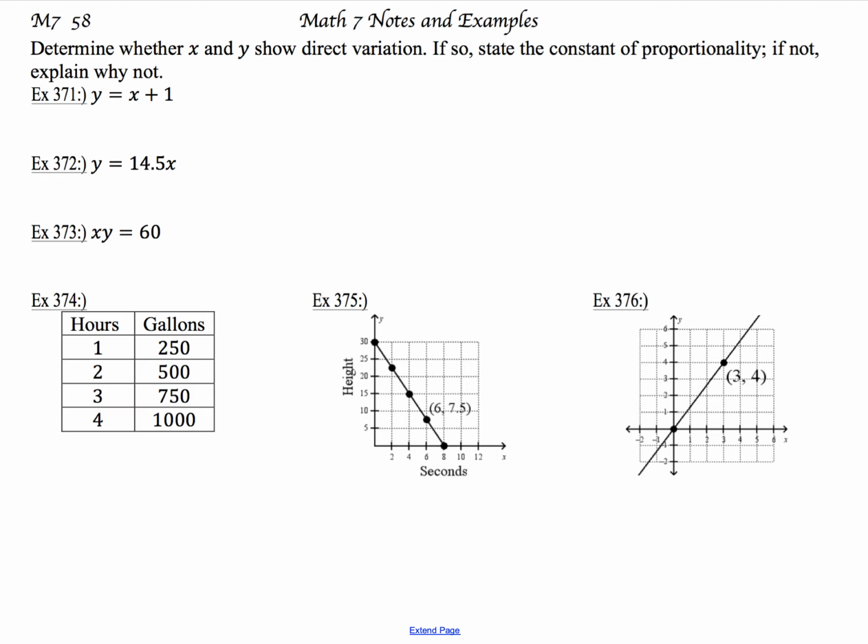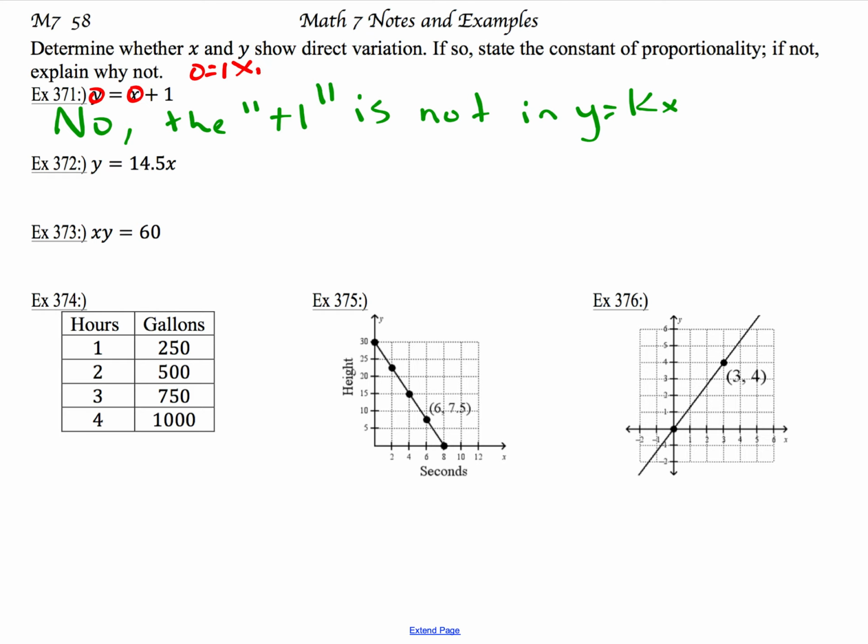First, the plus 1 makes it not direct variation. So we'll go with that. The plus 1 is not in y equals kx. Another thing we can notice here, if you plug in 0 for y and 0 for x, you get 0 equals 1, which is false. So we know that it doesn't go through the origin. If it doesn't go through the origin, it's not going to be proportional.